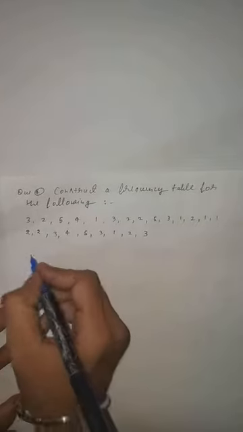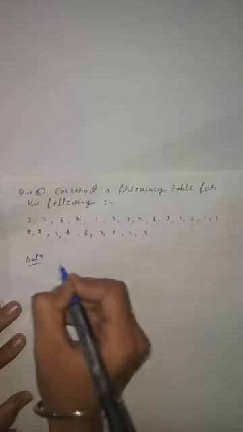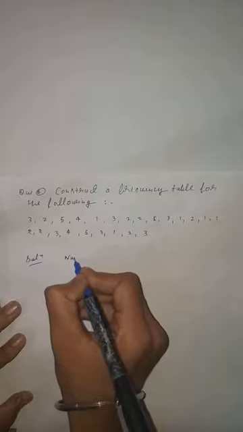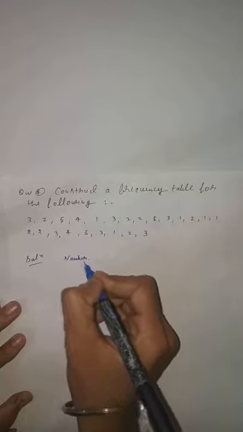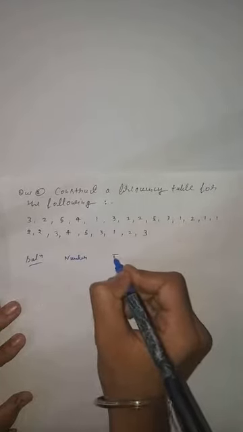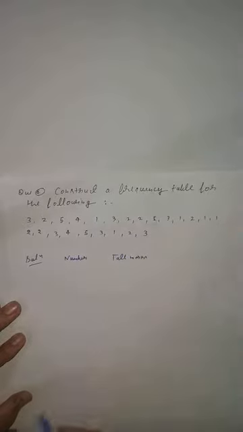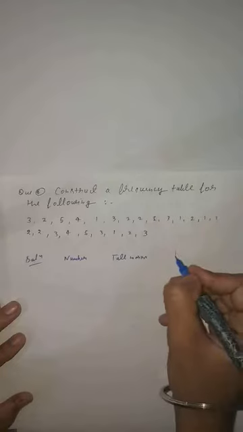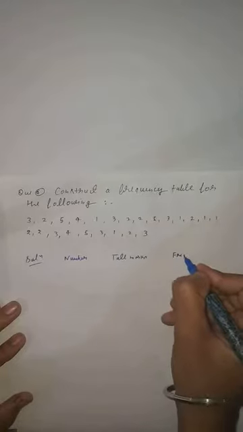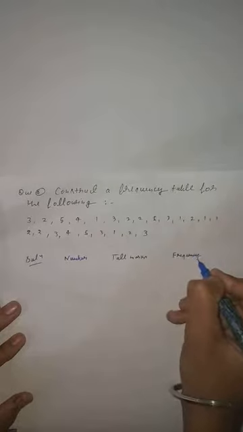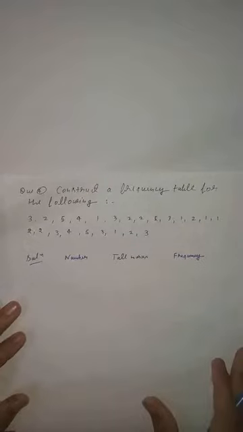What will you write down here? Solution. Here you will write down what? Number. Clear students? Here you will write down what? Tally mark. And now next is frequency. Clear students? So now what is given?